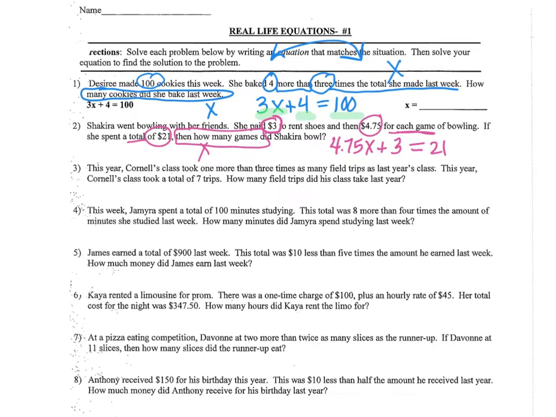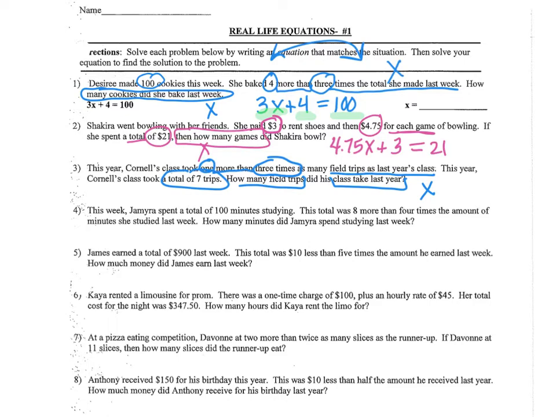Okay, number 3, this year Cornell's class took one more than 3 times as many field trips as last year's class. This year Cornell's class took a total of 7 trips. How many field trips did his class take last year? So that's what I don't know. Wait, is that a person? Are they talking about the person, or is that... Probably. Okay. Cornell's class. I thought it was that.